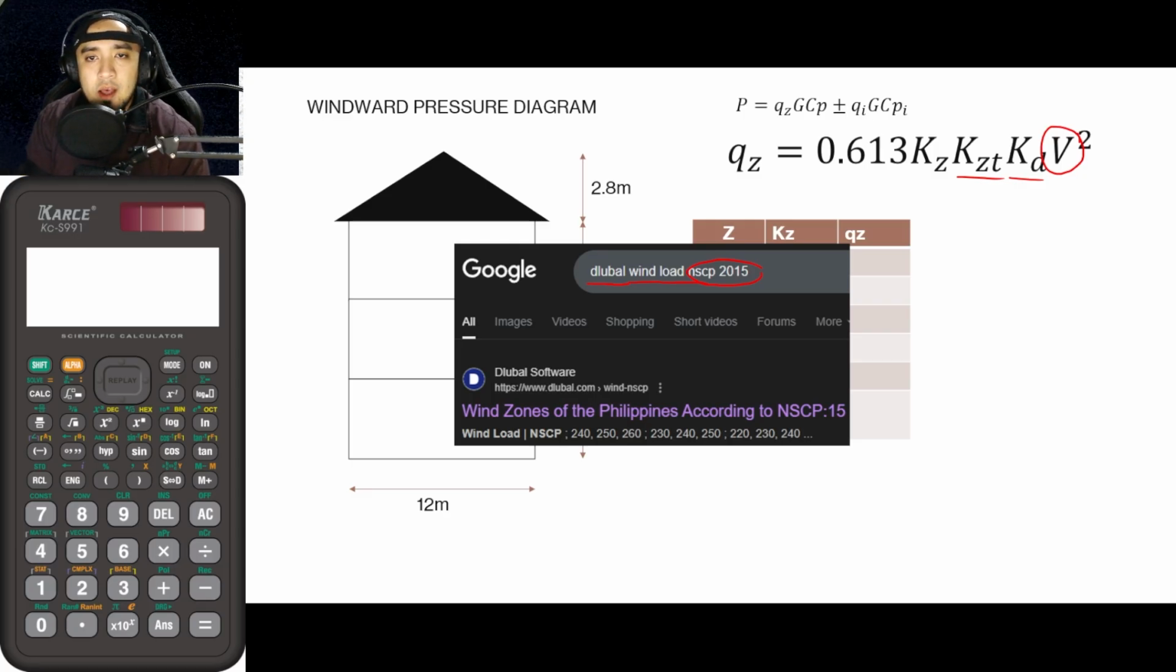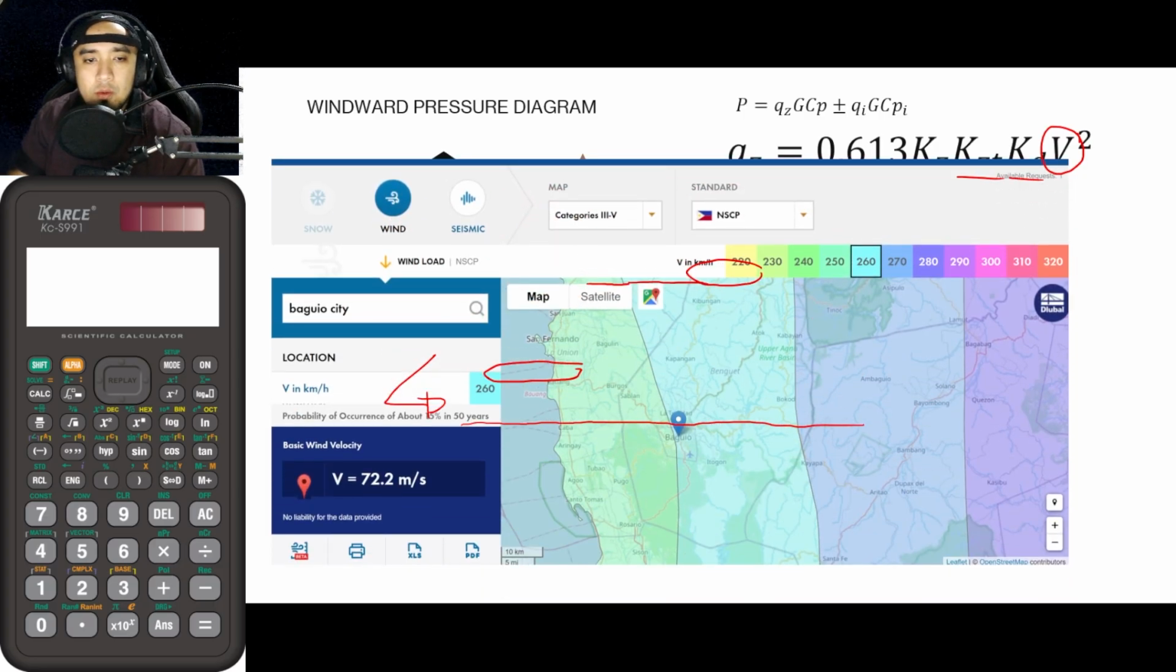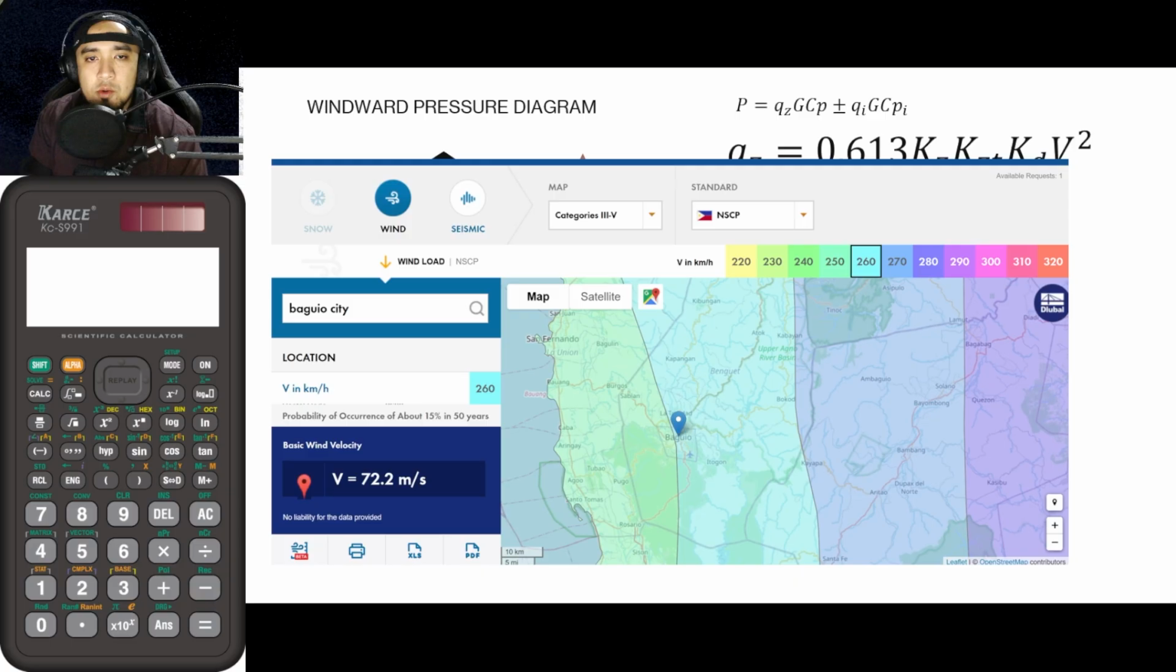Okay, so after searching for these keywords, click the first link for DLUBAL software, indicating wind zones of the Philippines according to NSCP 15. Upon clicking that link, it will bring you to this interface. What you would be doing in this interface is typing the location of your project here. Since it is in Baguio City, I typed it there. Then after that, I will be changing the map for category 3 to 5.